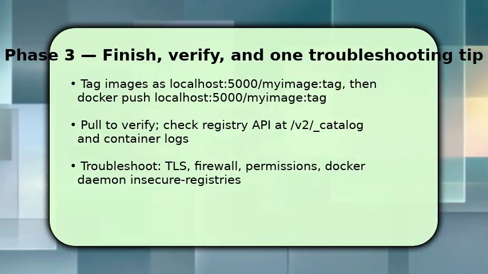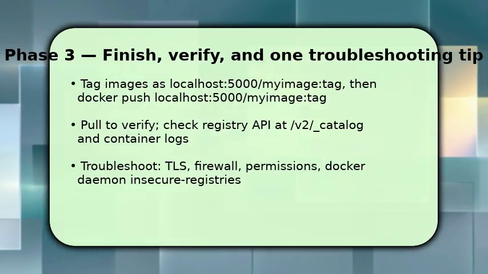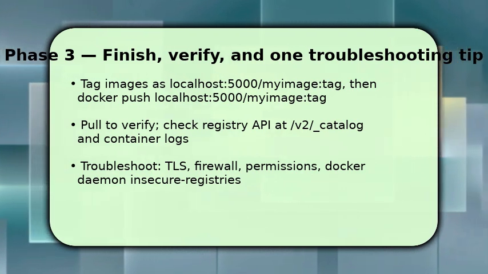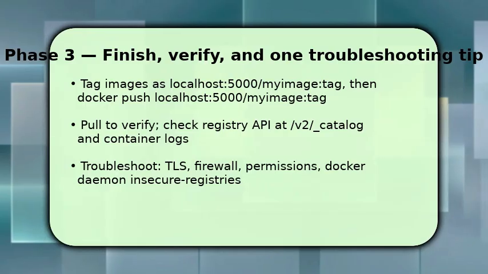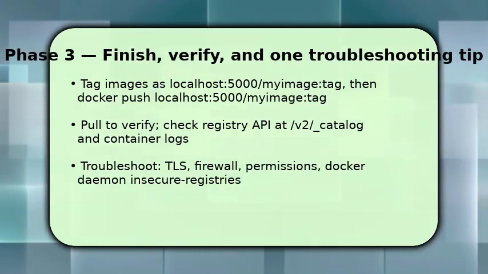If anything fails, check TLS errors first, then firewall rules and file permissions. Make sure the Docker daemon is configured for an insecure registry only in trusted environments. Otherwise, fix cert trust or add the CA to the system store, then retry.